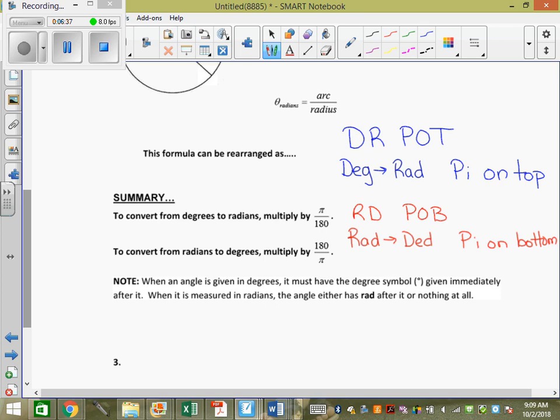So why not? If you go degrees to radians, pi on top. If it's the other way, then pi is on the bottom. So you don't really have to remember RD Pob, but if you'd like to, please go for it. So you're either multiplying by pi over 180 or you're multiplying by 180 over pi.